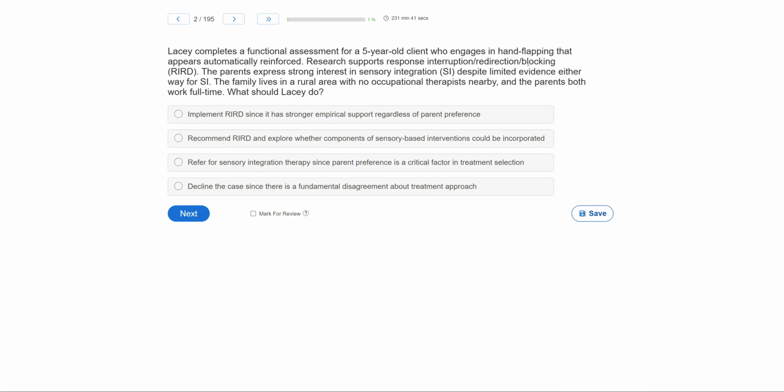Given there's no OT nearby, given parents both work full-time, how can Lacey best manage the situation, collaborate with the parents, and get the best outcome for the client? A, implement RIRD since it has stronger empirical support regardless of parent preference. We can't just ignore parent preference, especially in a situation where there's not many other options. We have to at least take into account. Recommend RIRD and explore whether components of sensory-based interventions could be incorporated.